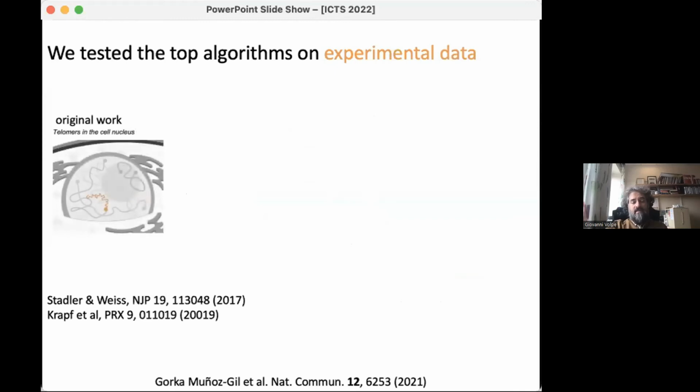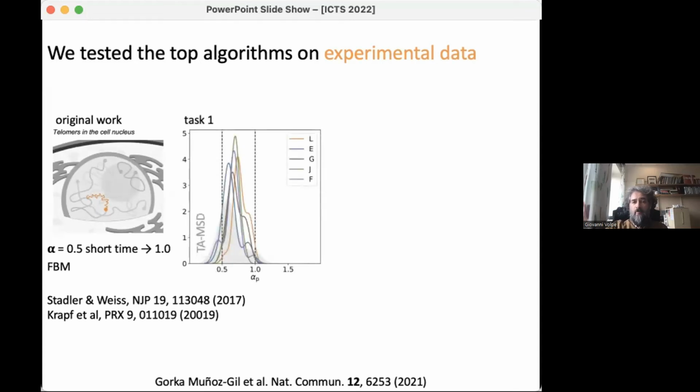The second data set that we explored was telomeres in the cell nucleus. Again, in the original paper was an alpha equal 0.5 for short time that then tended to 1, so was subdiffusive tending towards diffusive, and they identified this as fractional Brownian motion. So in this case, you see that we have the 2 levels, 0.5 and 1, indicated by the dashed lines. And you see that all the methods actually tend to be in that range, which is, again, comforting.